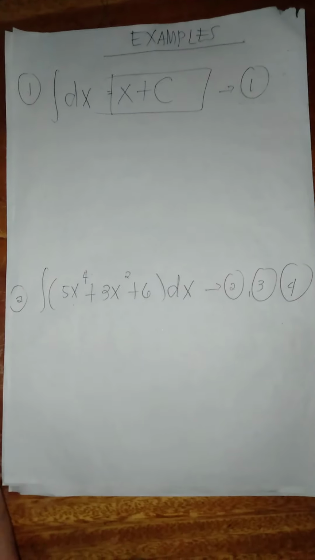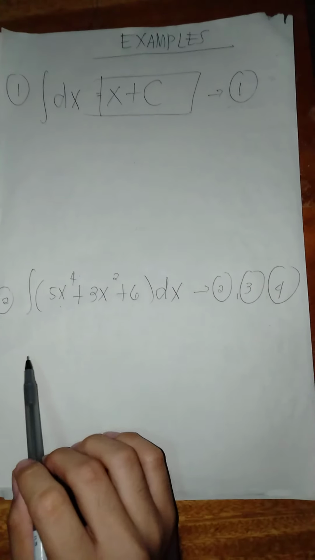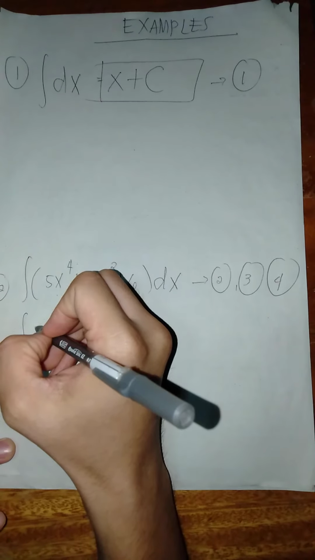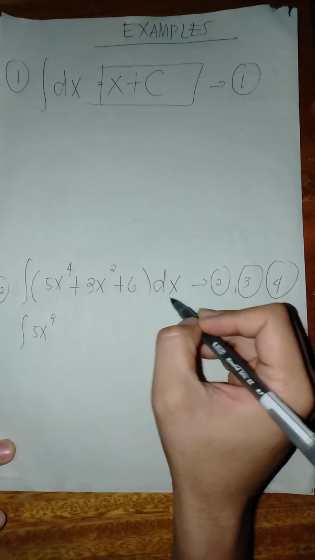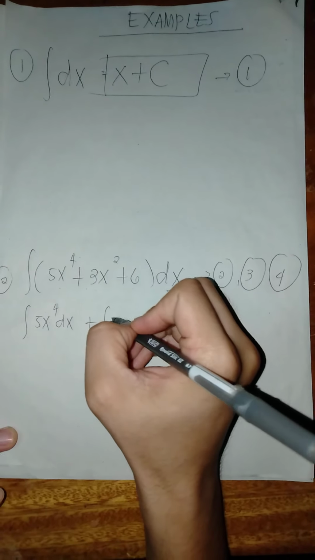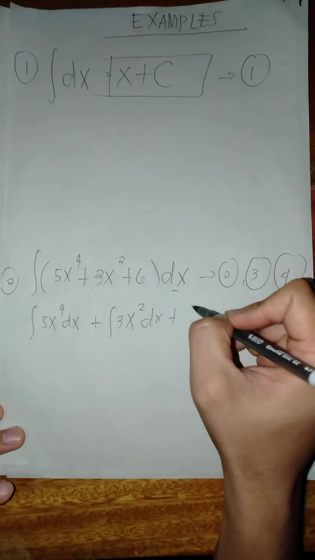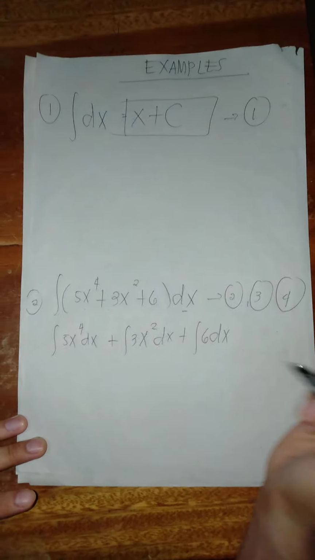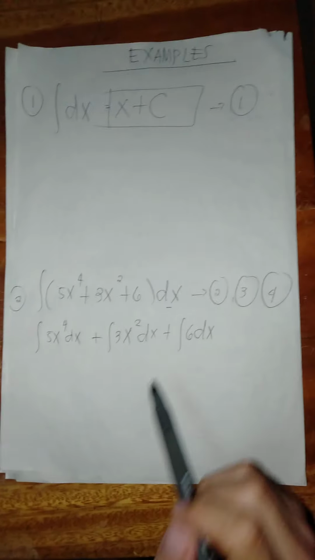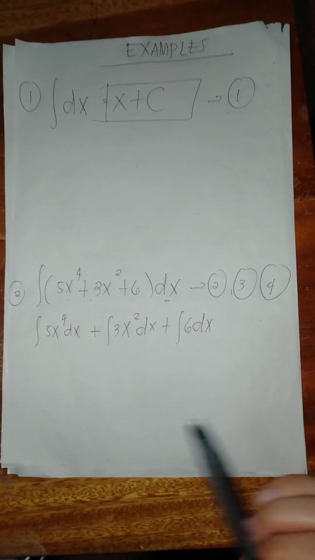Okay, so let's try muna yung number 2. So distribute natin. If we distribute the integral sign, it becomes the integral of 5x to the 4th dx plus integral of 3x squared dx plus integral of 6 dx. So wala pang plus c yan guys. Sabi ko, yung plus c, i-add nyo lang yan pag tapos na kayo mag-integral o mag-perform ng antiderivative. So dito, wala pa.